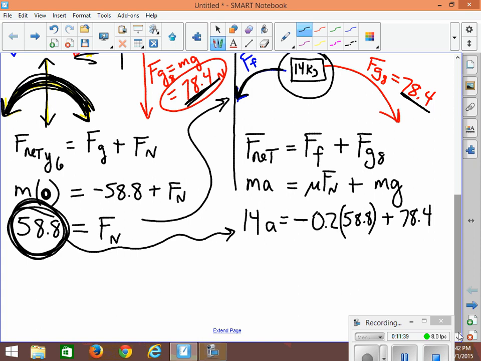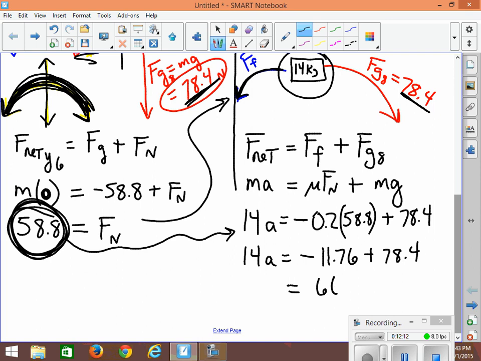So it looks like we can do a little bit of calculating here, and we can get ourselves an answer or a value for this acceleration. If we do 58.8, and we multiply that by 0.2, we can probably do that in our head. It's 11.76 plus 78.4, and again it's a negative 11.76. So if you add those together with 78.4, you're actually doing a little subtraction.